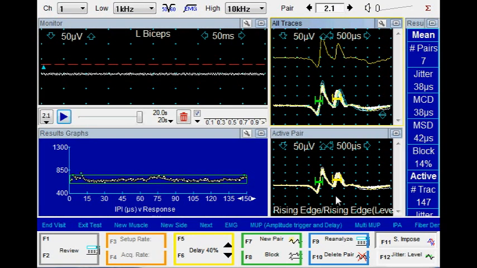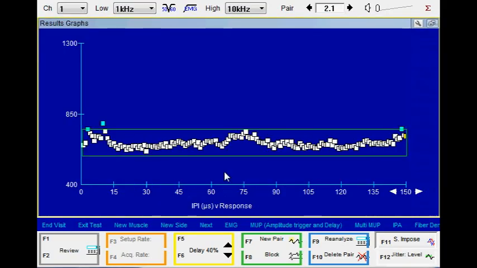Step number 2 is to look at the distribution of interpotentials, and that is done by looking at the result graphs. I will double click to maximize the window. The result graph shows the sweep number on the x-axis. So in this case, we are looking at 150 sweeps or 150 discharges of the motor unit. And on the y-axis, we have the interpotential interval. The system will automatically calculate the mean value of interpotential interval and its standard deviation. And the box shown over here represents 3 standard deviations above and 3 standard deviations below the mean.